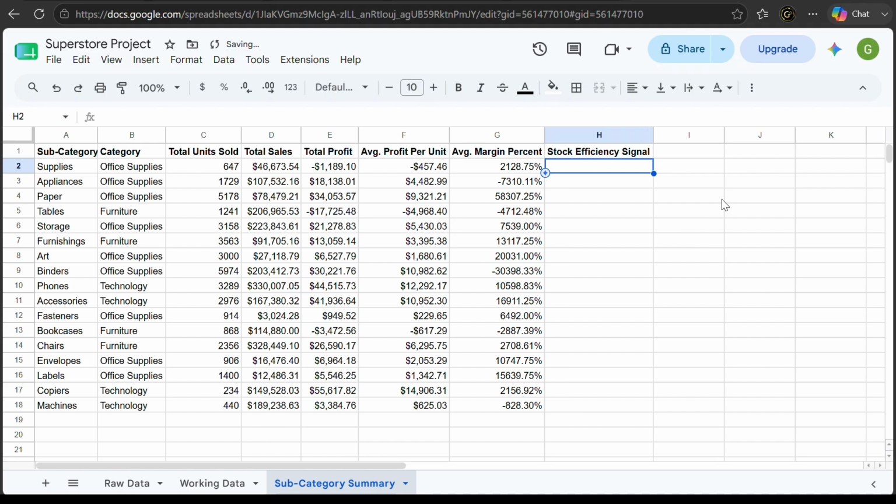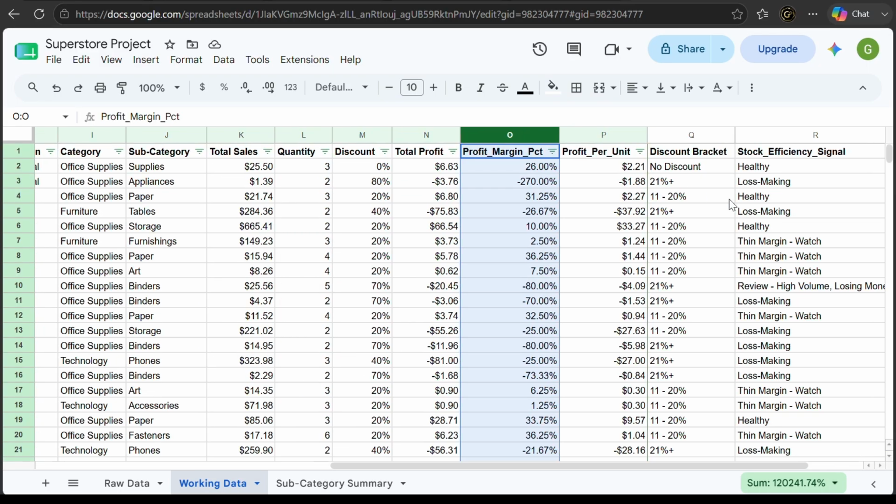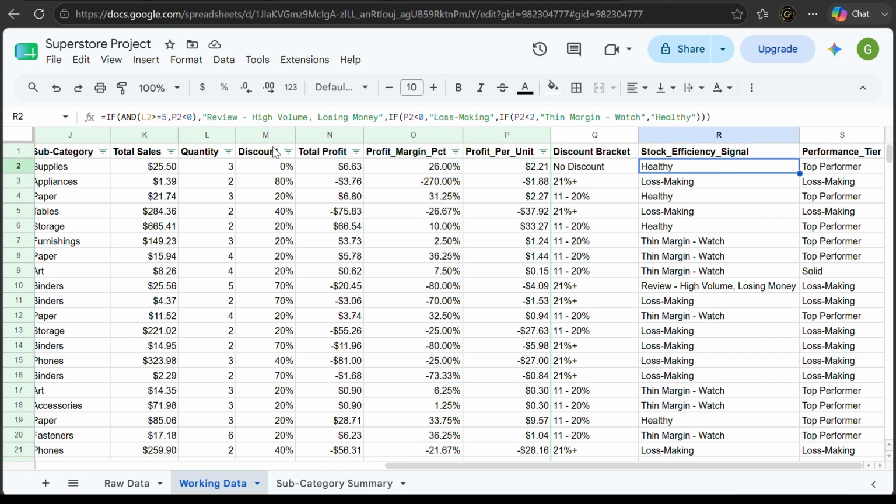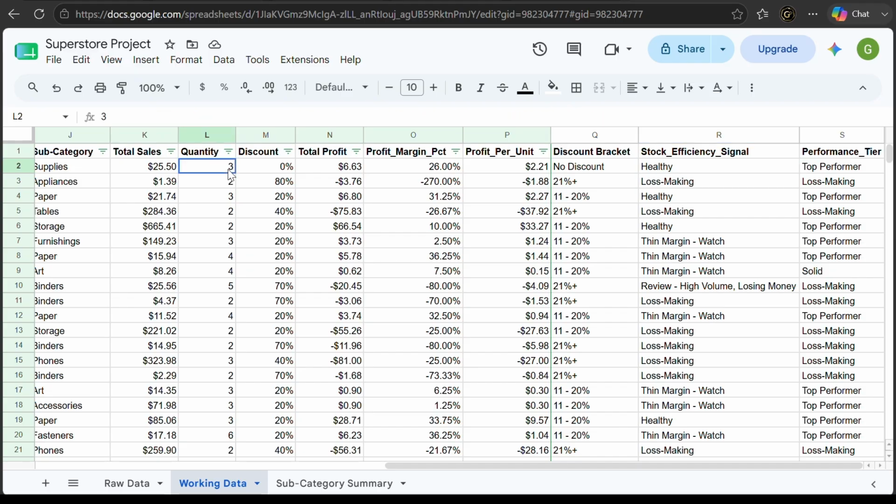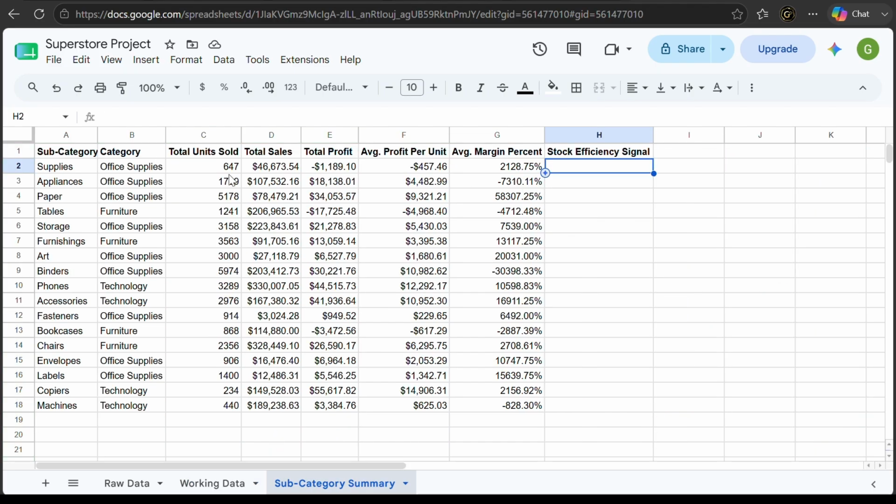Now, how do we pull out the stock efficiency signal? In this case, stock efficiency signal was pulled by saying, okay, if L2 is greater than or equals to 5, because for quantity you're having 3, 2, 4, 5, and what have you. But in this case we can't use 5 again. It's best to look for a higher value, because now we are looking at it in terms of total units. So you understand, no longer individual.